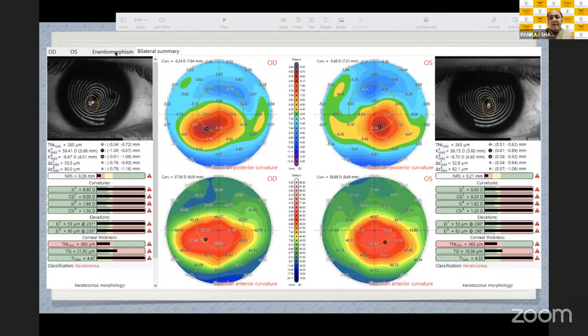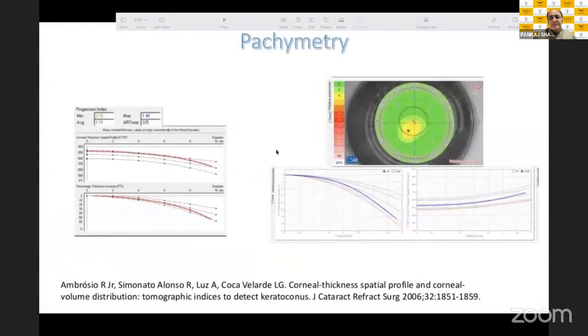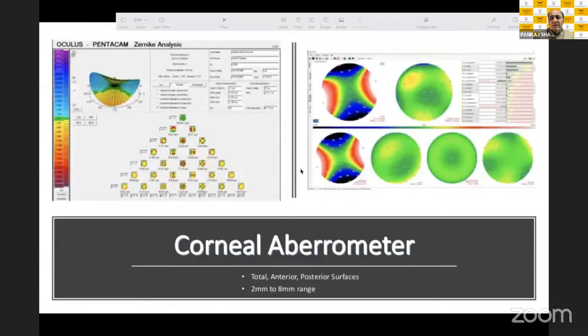Enantiomorphism is like twins. So we can compare the two eyes and we can know that it is a keratoconus, and all these markers are red. So this is a clear-cut case of keratoconus, both eyes. And here the minimum thickness is 363, and 380, a very advanced case. Similarly, it has the pachymetry increase map.